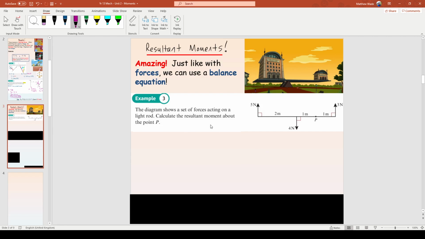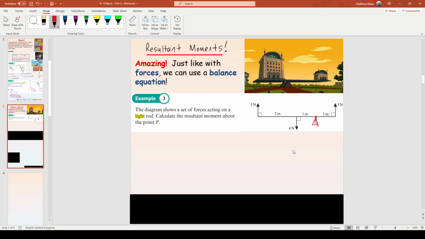The diagram shows a set of forces acting on a light rod. It says the rod is light. That means that it's not got a mass at all. Calculate the resultant moment about the point P. If you look at the picture, we've got P here. It's as though P is the pivot that the whole thing is sitting on. So that's me drawing a triangle to show that it is like a pivot, the point where the thing is balanced on. It's not actually going to be balanced in this case.